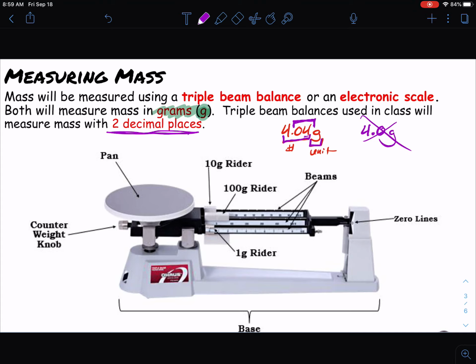But this picture here is just of a triple beam balance, which you should have seen before in my class. And you will be using them again this year. And this is just the different pieces of it. I will have a video of how to use the triple beam at another time.